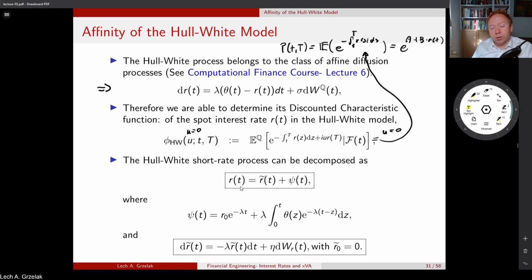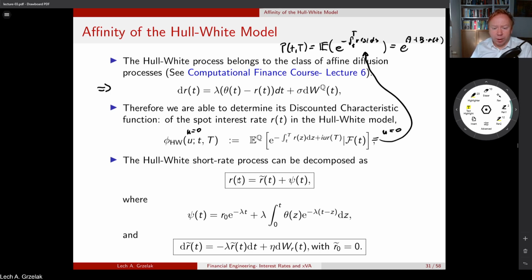So we define the process rt as R tilde plus psi t, where psi t is a function of time, and R tilde is defined as follows. If you substitute those two elements, psi t and also R tilde, and derive the Ito dynamics for this process rt, then you end up with the Hull-White model. The details of these derivations are in the book, but I would like to skip them here because this is just an application of Ito's lemma. Okay, so this is the decomposition.